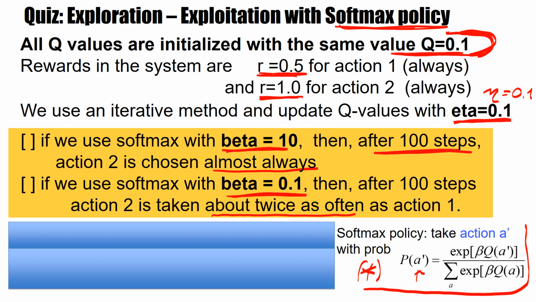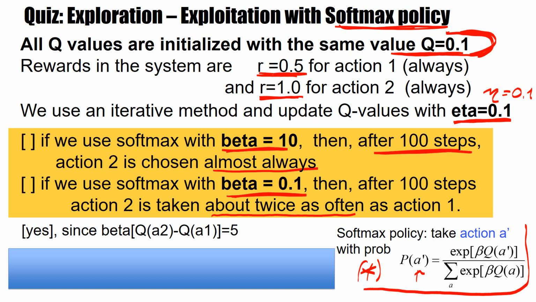And the answer is here. Yes, the first one is correct, because after 100 steps, we can assume that the estimated Q values are very close to the real ones. The real ones would be 0.5 for action 1 and 1 for action 2. And then if I multiply with beta equal 10, I get a value of 5. Okay? But e to the 5 is a big number. e to the 5 is a very large number. So yes, this is correct. Action 2 is chosen almost always.